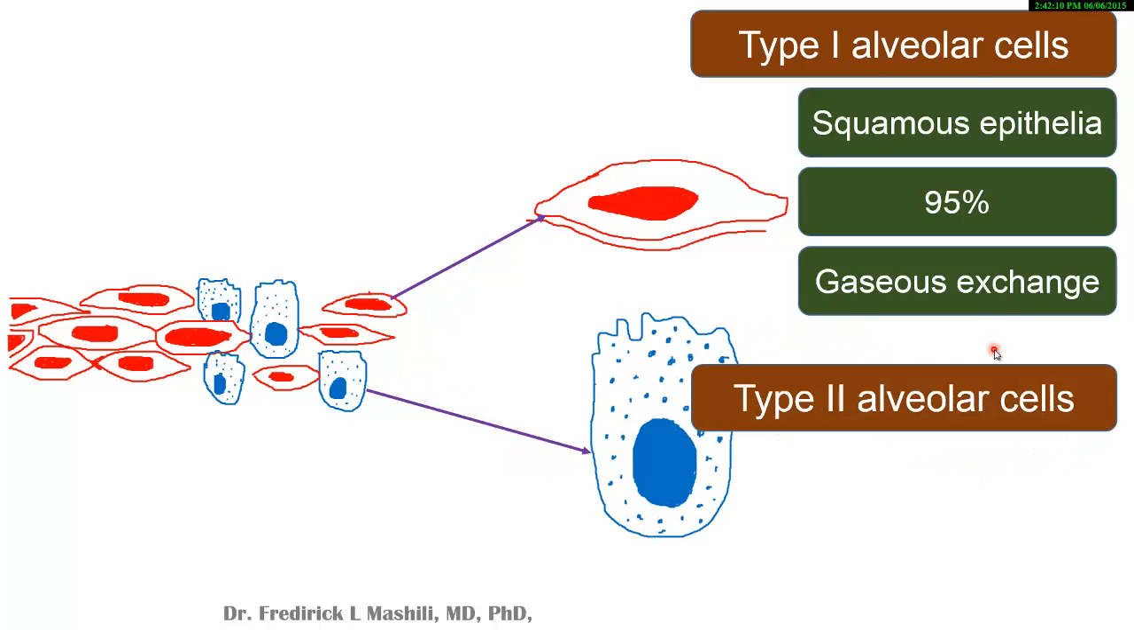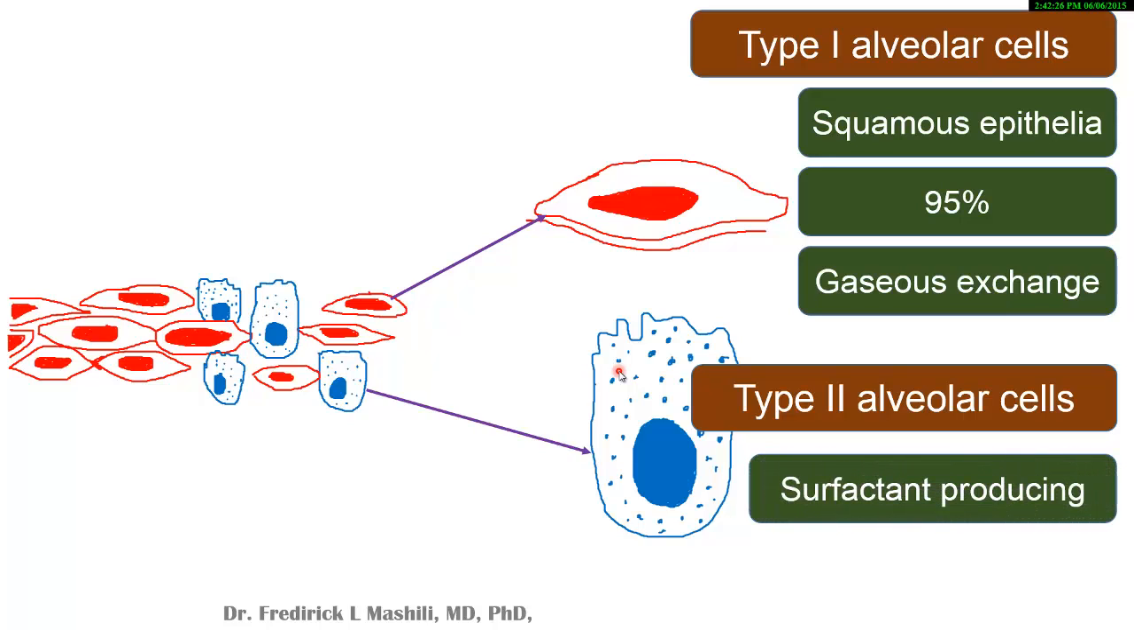The other group of cells is what we call type 2 alveolar cells. As you can see, they are cuboidal, but they are granular. If the cells are granular, it means they are secretory in nature. So what do these cells do? They secrete surfactant. Surfactant is very important. You need to connect.